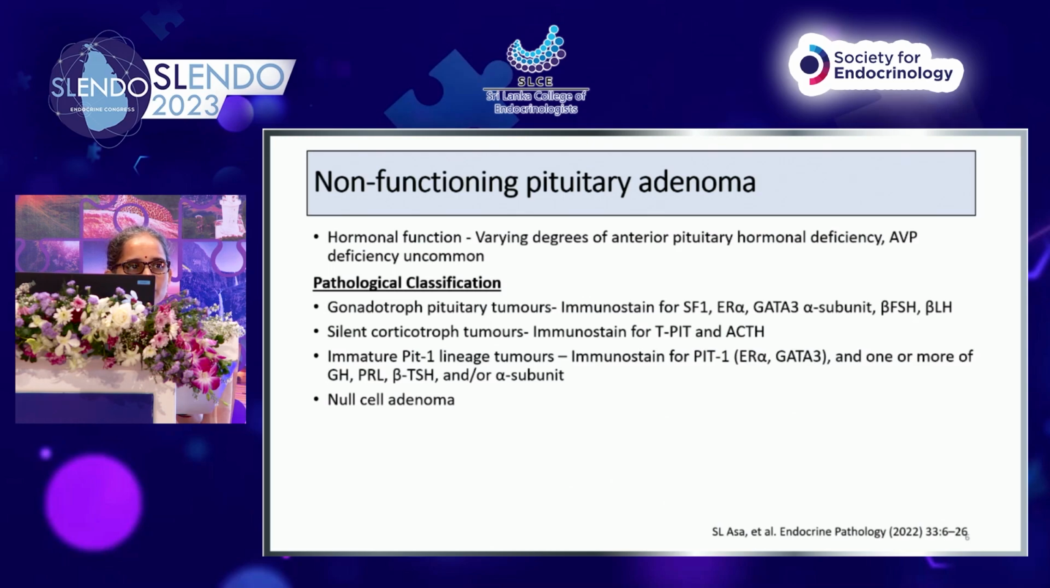The hormonal problems in these patients are mainly due to anterior pituitary hormonal deficiency. AVP deficiency is rare in patients with pituitary adenoma.